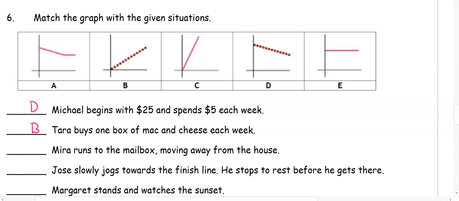Mira runs to the mailbox, moving away from the house. So if we start close to the house and we move away, that's going to be C. Jose slowly jogs towards the finish line. He stops to rest before he gets there. So he's moving towards the finish line, but then he stops. That's A. And Margaret stands and watches the sunrise, or the sunset, so she is not moving at all, so that is going to be E.